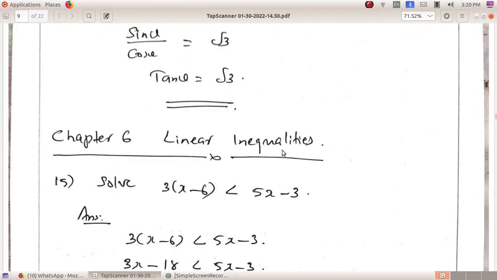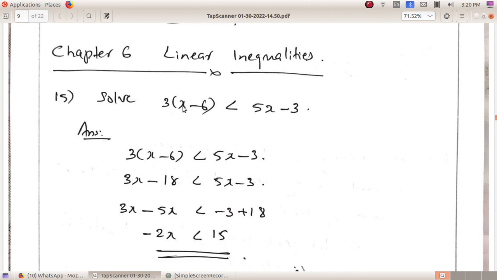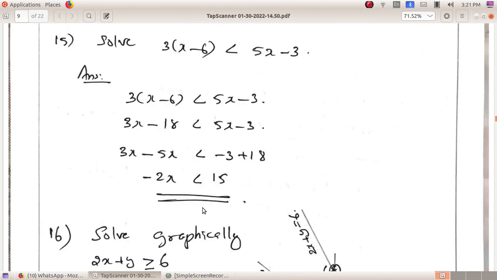Chapter 6, linear inequalities, very important. Solve 3 into x minus 6 less than 5x minus 3. You can find the value of x by using the inequality symbol. So first you consider this as equal to symbol, and you forget about the condition less than. So you just imagine this as equal. Then 3 into x, 3x, minus 3 into 6, 18, equal to 5x minus 3. Then 3x minus 5x less than minus 3 plus 18. So 3x minus 5x, minus 2x less than 15. This is the answer. This can further be simplified, but you can stop here.